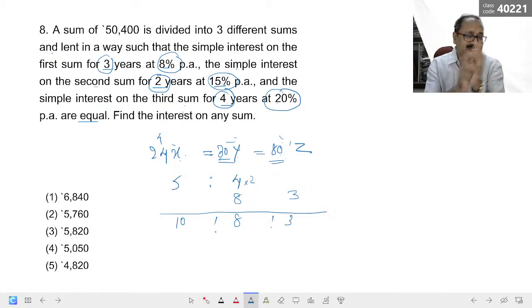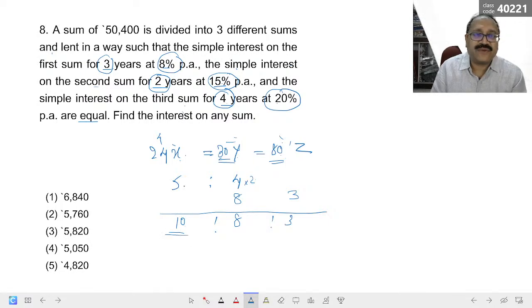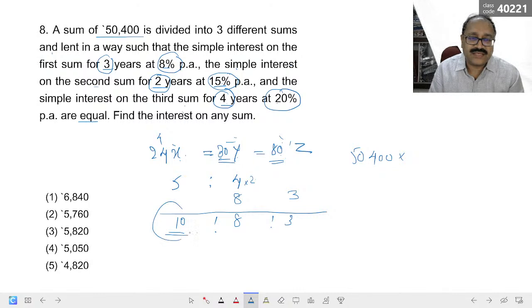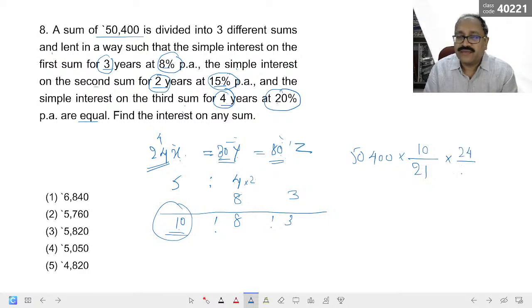Come on, Vidisha madam, let's answer this. So how do we do that? This is 10 parts. Let's take this over here. 50,400 into, then this is 10 parts over how many parts over here? That's 21. Is it 21? So I got the principal here and I need the interest. The interest is 24%. So into 24 by 100, you'll get the interest.